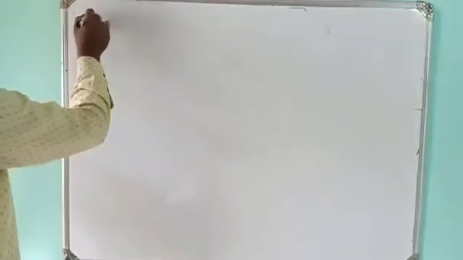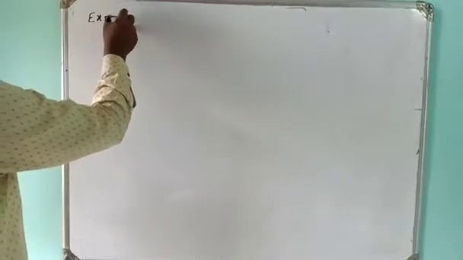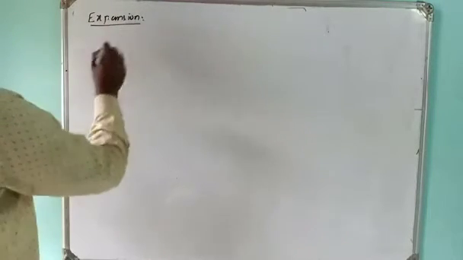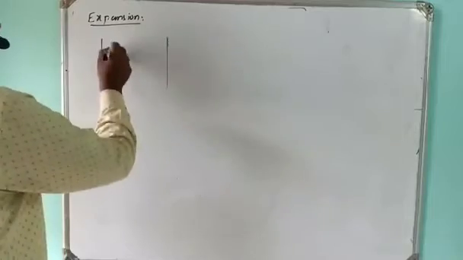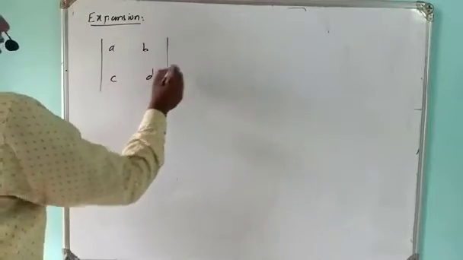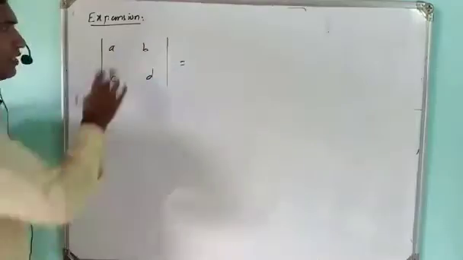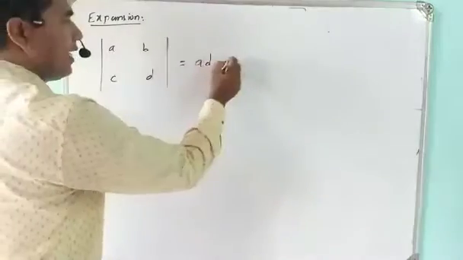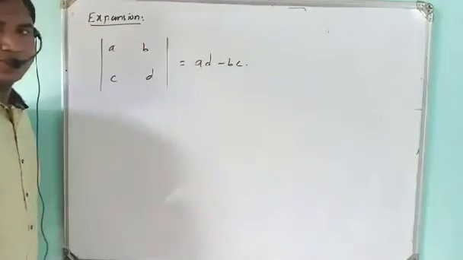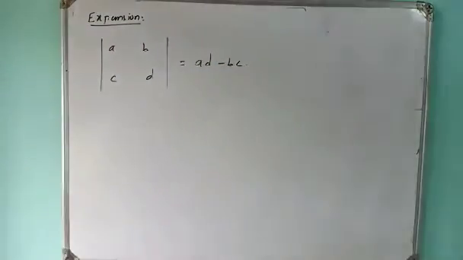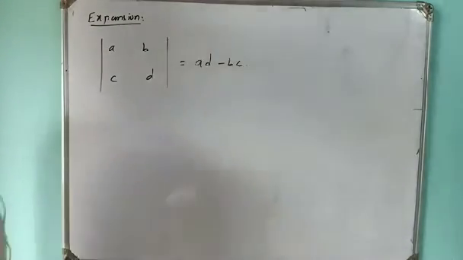Now you see the expansion of that one. How to expand? The expansion is very clear. If there is a determinant A, B, C, D, what is the formula to expand? It is very simple: AD minus BC. This is the formula to expand that one.